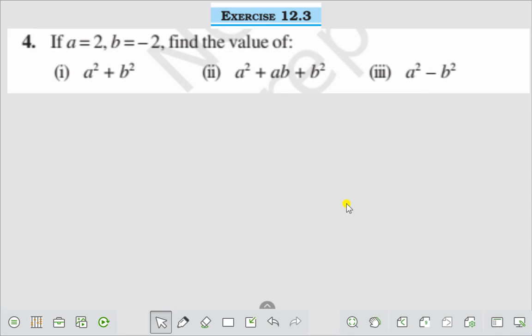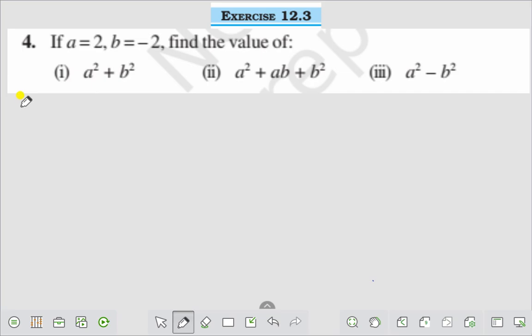Hello everyone. Today I shall discuss exercise 12.3, question number 4. Question number 4 is: if a is equal to 2, b is equal to minus 2, find the value of a square plus b square.